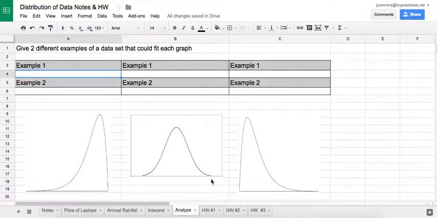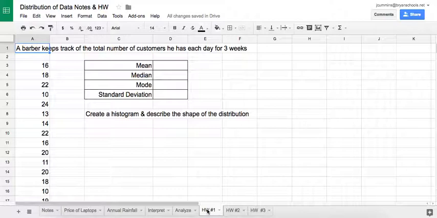I don't know. Your homework that I want you to keep working on are these tabs. Do the Analyze tab, homework 1, 2, and 3. It's just us barbers keeping track of customers. So you're doing mean, median, mode, standard deviation. Do a histogram and tell me the shape of it.